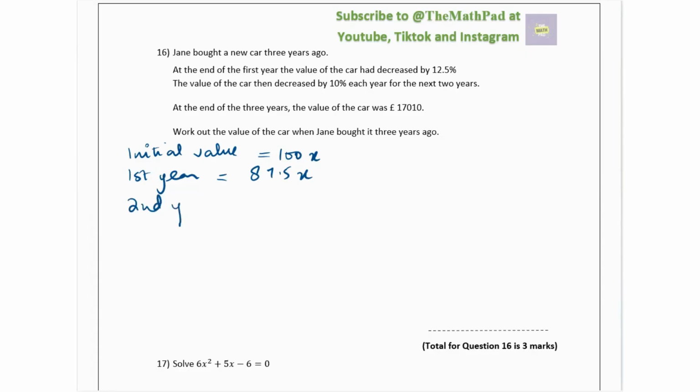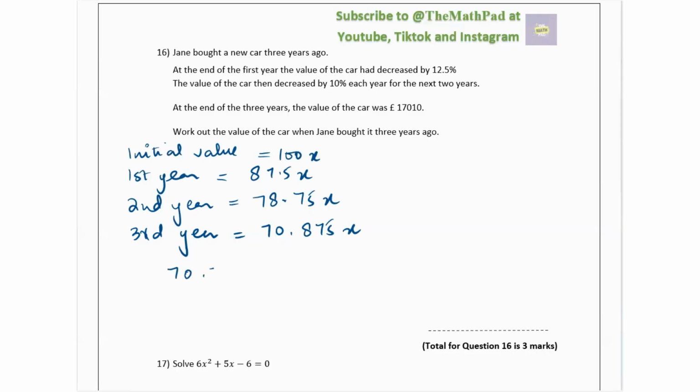Then second year, it's decreasing by 10%. Now it's 78.75. And then again, it's decreasing by 10%. Now it's 70.875x. So you found 10% of 87.5, that gave us 78.75. Then again, 10% of 78.75, which gives us 70.875. This is what the value of the car is at the end of the third year.